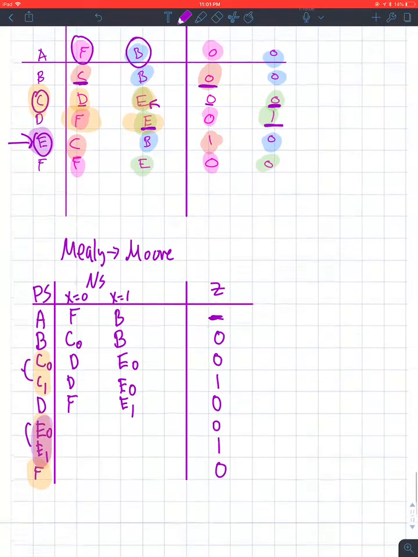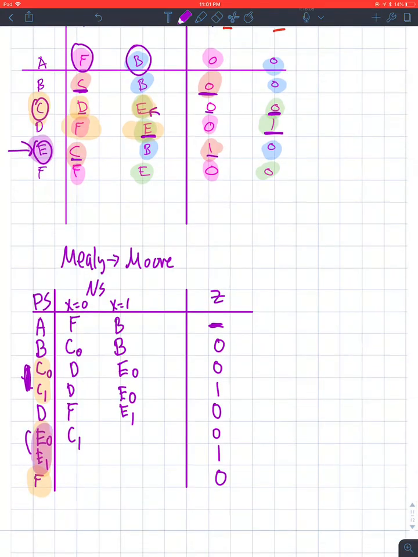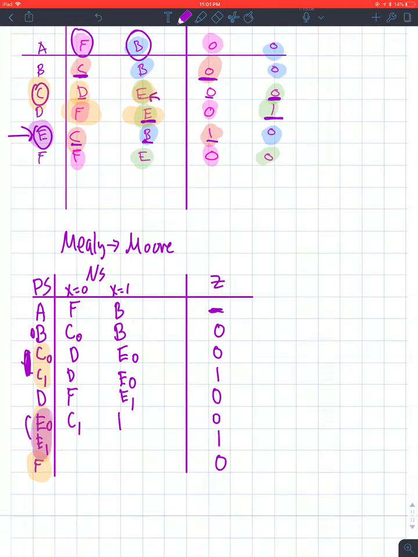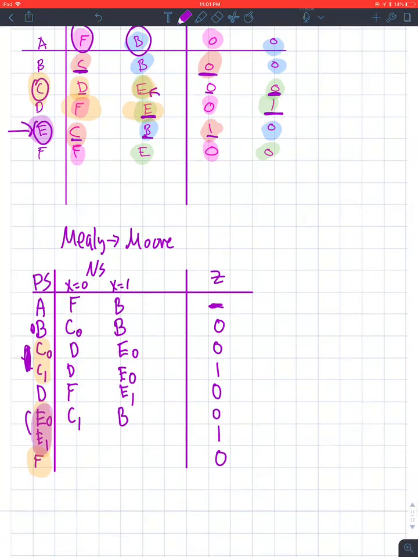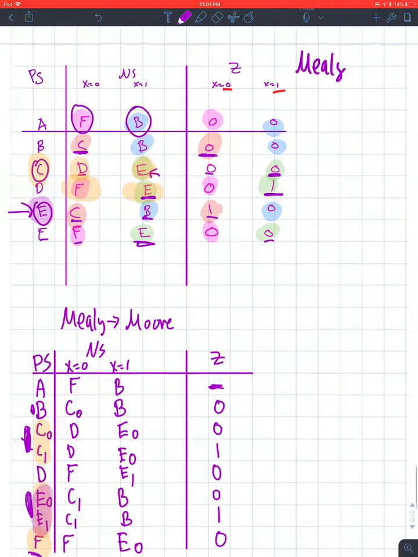So now E0 here, I have C. C appears twice here, so I need to see what the output is. So it's going to be 1. And then it's B here. B only appears once, so you're just going to put B here. And then it's just the same thing. And then I have F, F, F. And then you have E. E appears twice here, so you're going to have to look at the output for it. So it's 0, it's E0. That's how you get from Mealy to Moore.